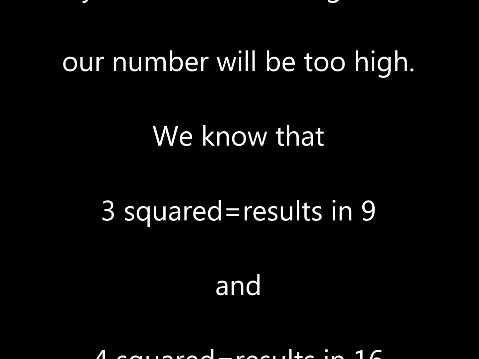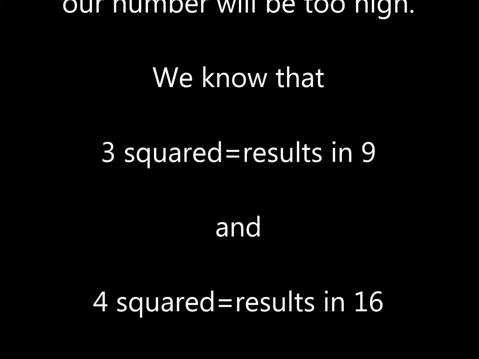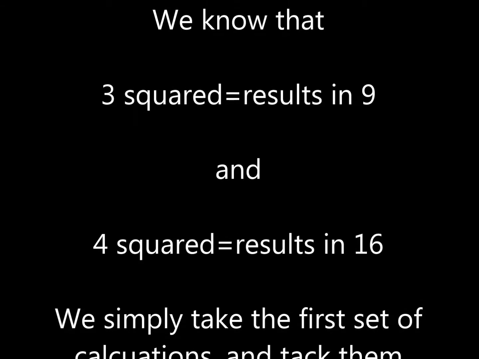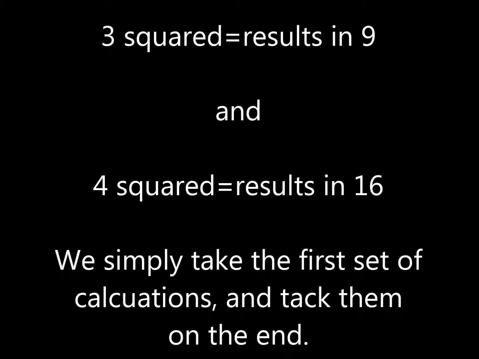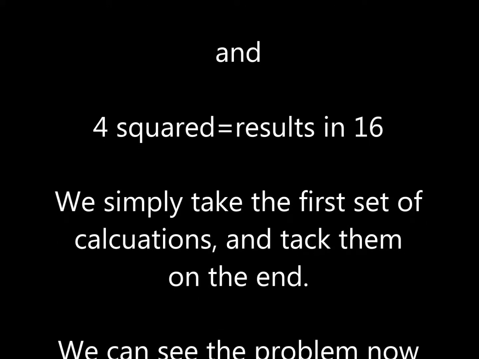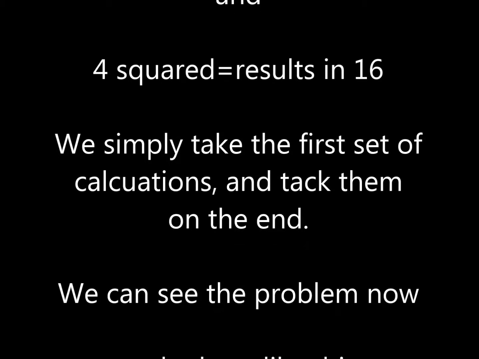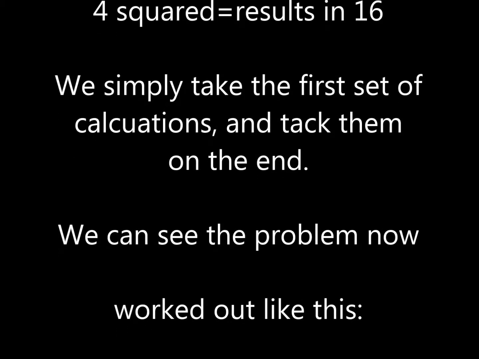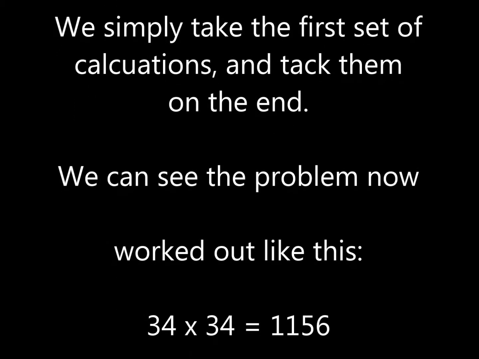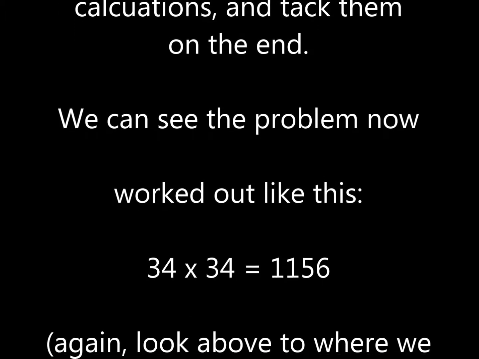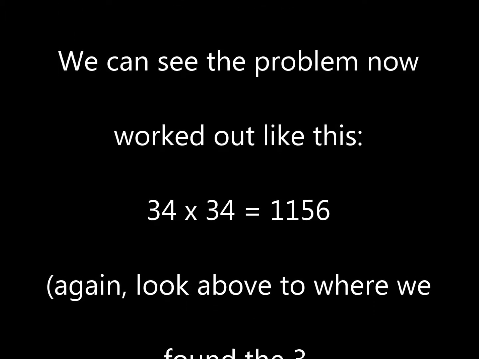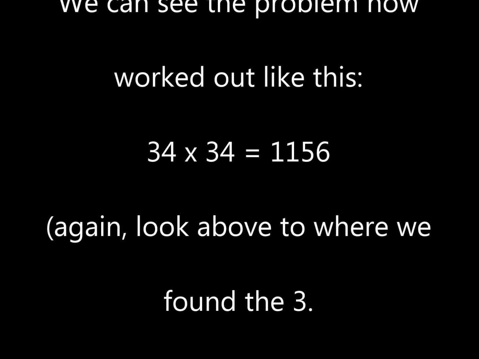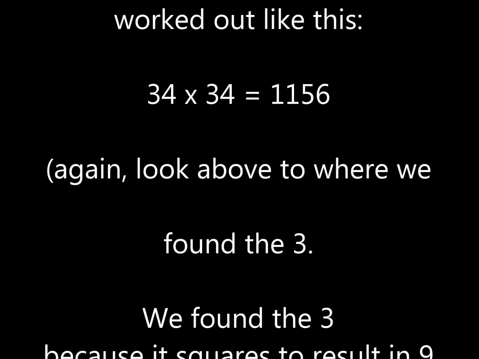So we can see the problem now worked out like this. We have 34 times 34 equals 1,156. And again, if we look above where we found the 3, we found the 3 because it squares to result in 9, which is the number just previous to the 12. We also use the 4, which results in the number squared to end with a 6, which is 16.